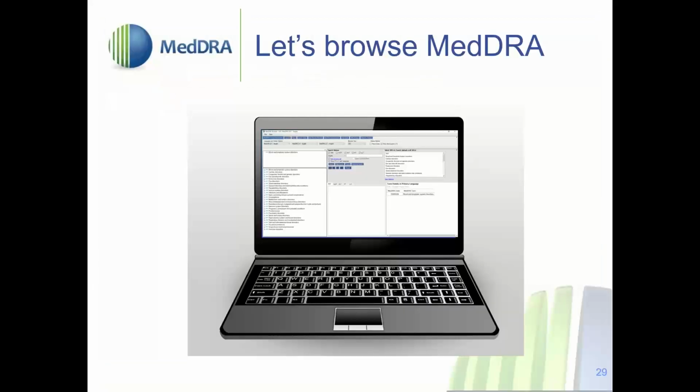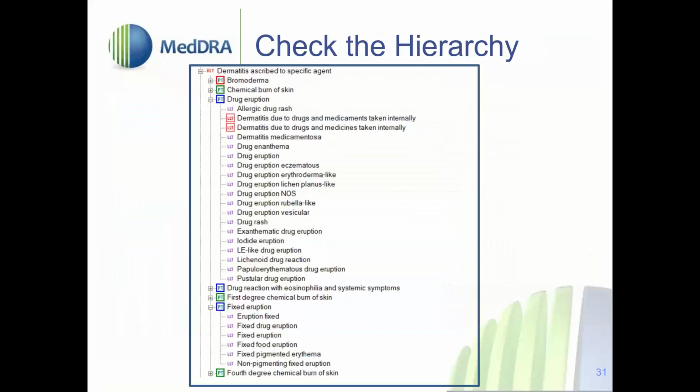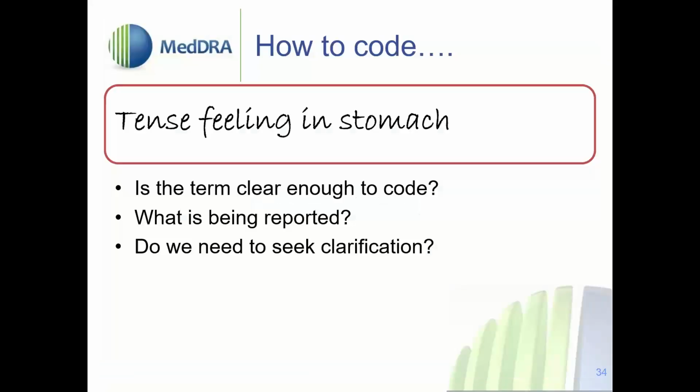Right, so tense feeling in stomach. I think you should have the activity in front of you. So what are we going to do with this one? How will you handle this report? Is the term clear enough? Do we actually know what's being reported, or do we need to seek clarification? What's going on with this one?